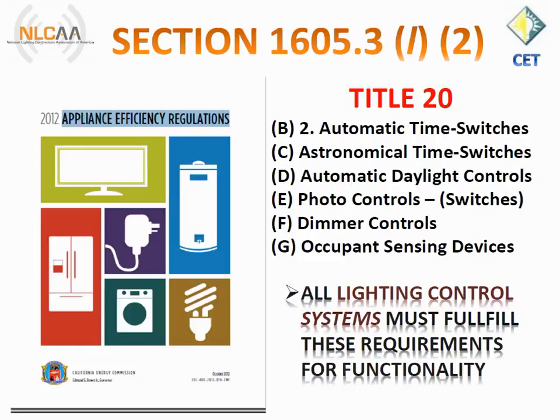There are lighting controls regulated in Title 20. They are automatic time switches, astronomical, automatic daylight controls, photo controls, you can think of photo switches, dimmer controls, and occupant sensing devices. All lighting control systems must also meet these specifications at a minimum.